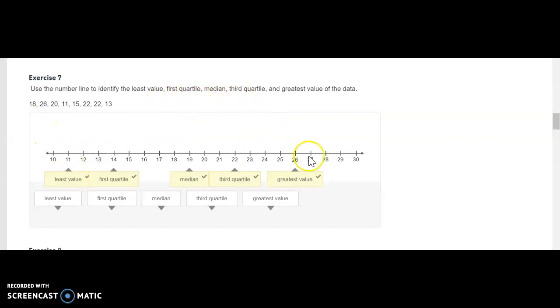Well, we have to plug these numbers in on a number line to find them. We need to go in order from 11 all the way up to 26. And when we plug them all in, we find out that our median is 19. In order to find our first quartile, we take the 11 and the 19 and we find the average. And we find that the first quartile is going to be 14. And then we do the same thing. We take our average of our 19 and our 26, and our third quartile right here is going to be 22.